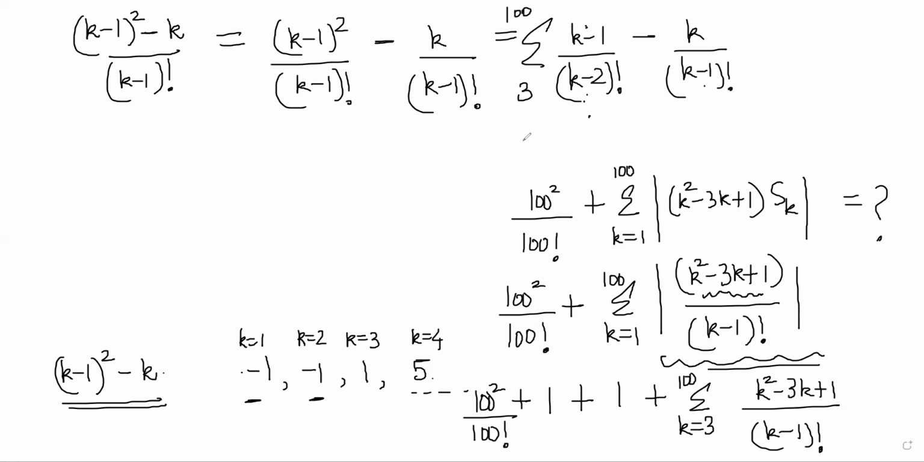Yes, sir, can you explain that step again? How you got k minus 2 factorial? That step.